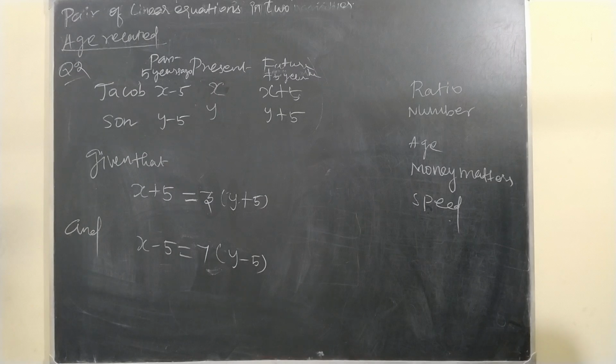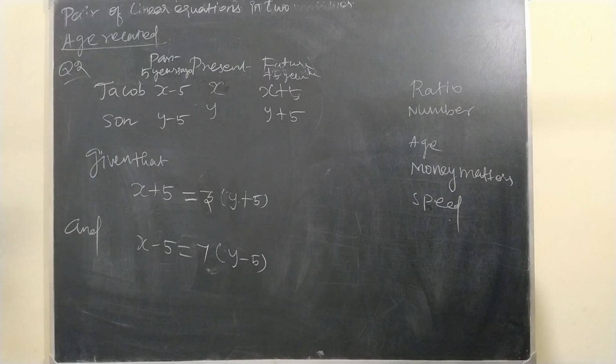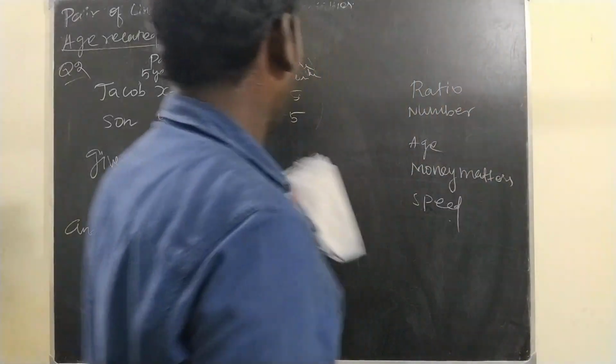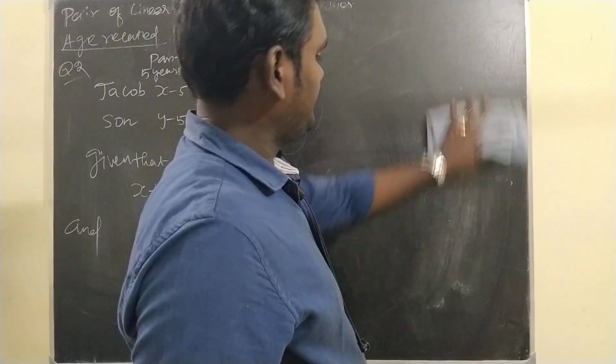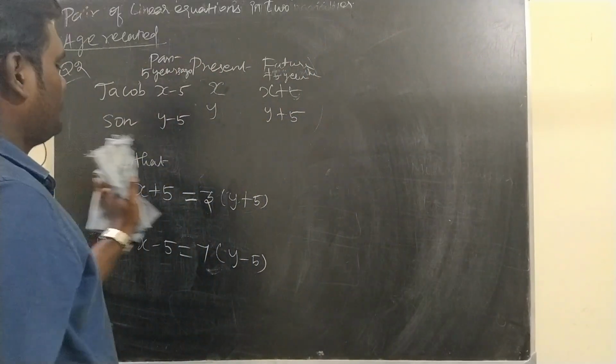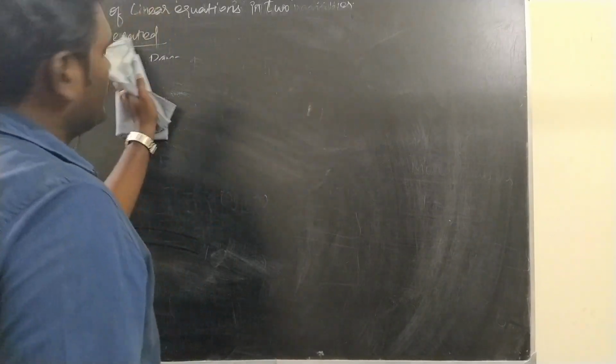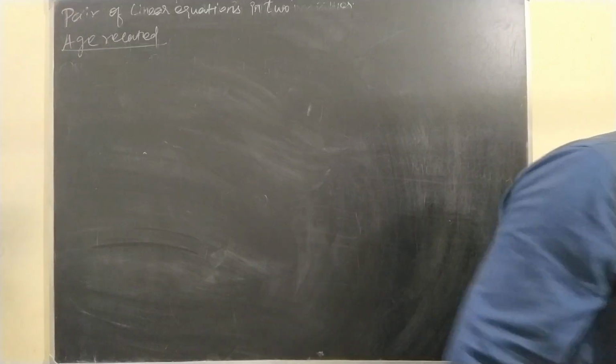The present age of a father is 3 years more than 3 times the age of his son. 3 years hence, the father's age will be 10 years more than twice the age of the son. Determine their present ages. I'll write the question, don't worry. Board exam question.